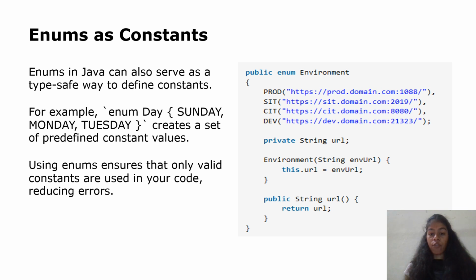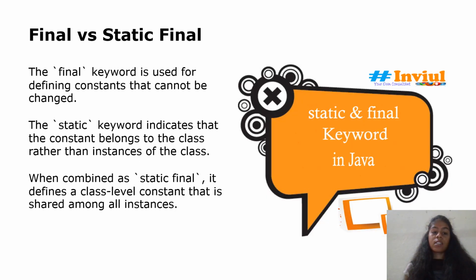Public enum Environment. Here we already mentioned enum, and here we mention the body of the program. Here we go with the private String url, Environment(String url), this.url equals url, and public String getUrl() returns url. Final versus static final. And here we see the two words, final and static final.